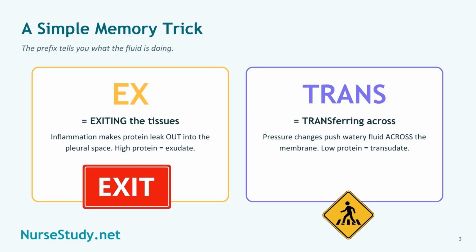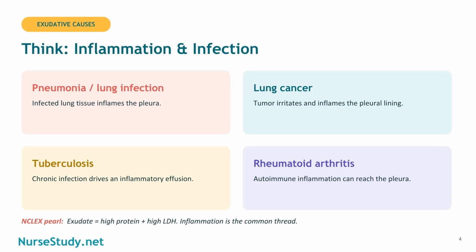High protein equals exudate. Like transfer, moving across, transudative fluid is watery fluid being pushed across the membrane because of a pressure problem. Low protein equals transudate. So EX is exiting, trans is transferring across. Say it out loud once, it'll save you on test day.